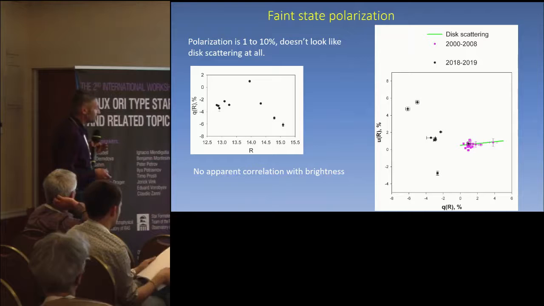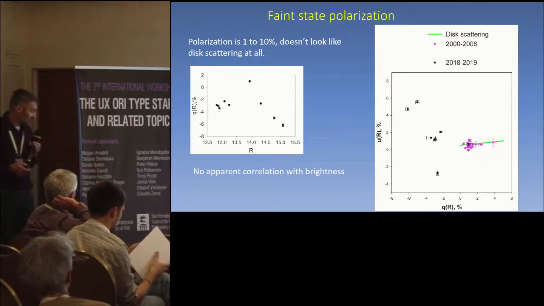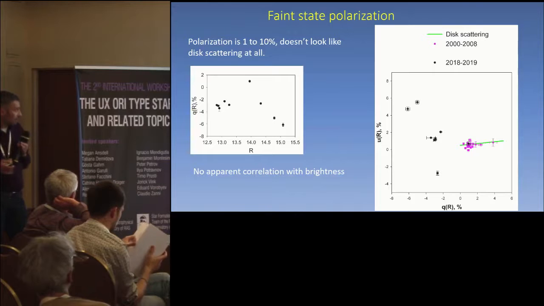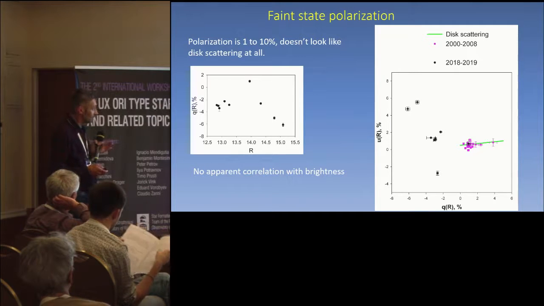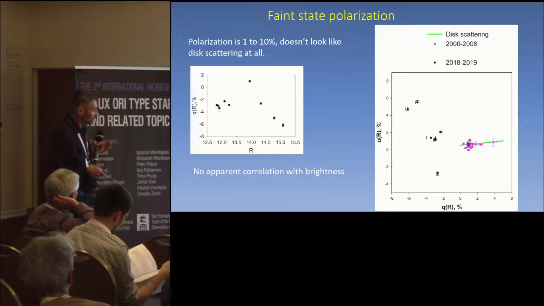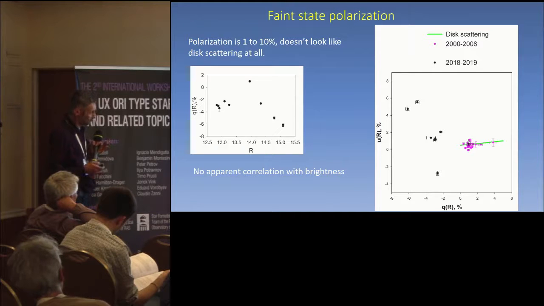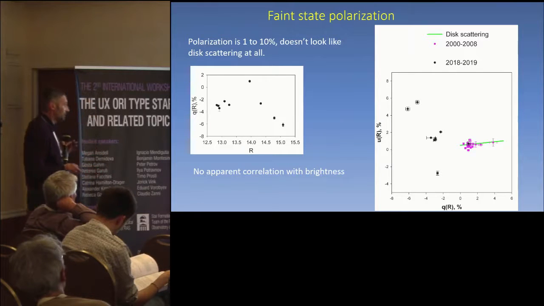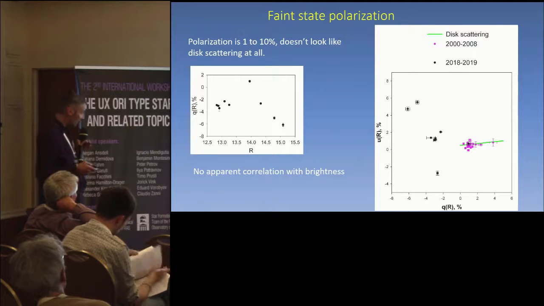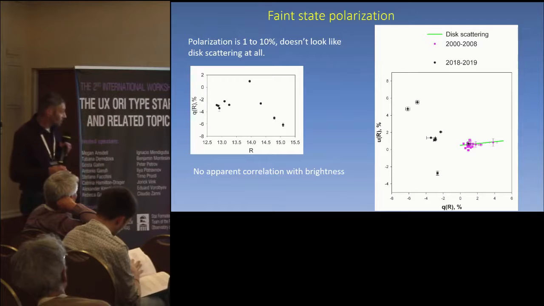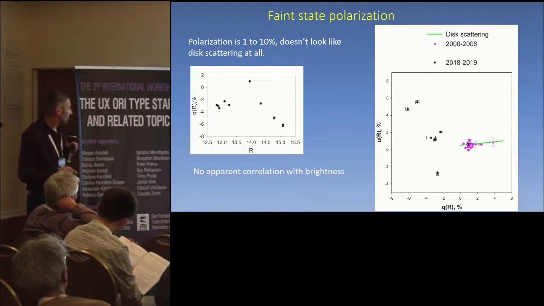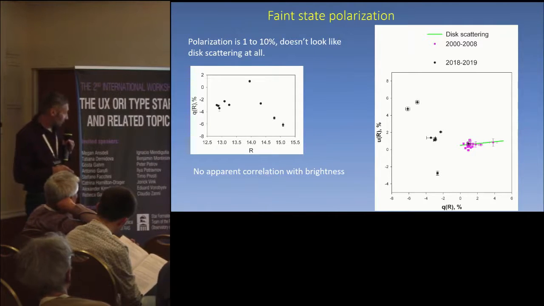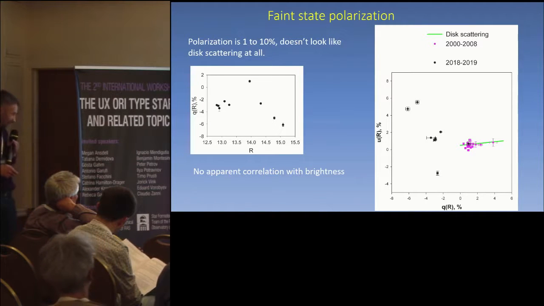But black dots are polarimetric observations during the fainting event, and they are quite different. And you see here that one observation has exactly the same polarization as the pre-fainting bright state, others have quite a high degree of linear polarization up to 10%, and the dependence of polarization on brightness is complicated.